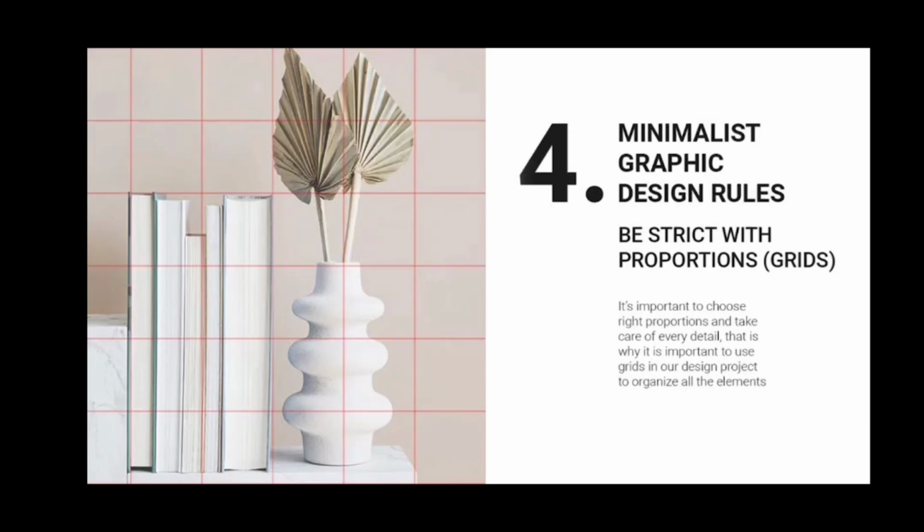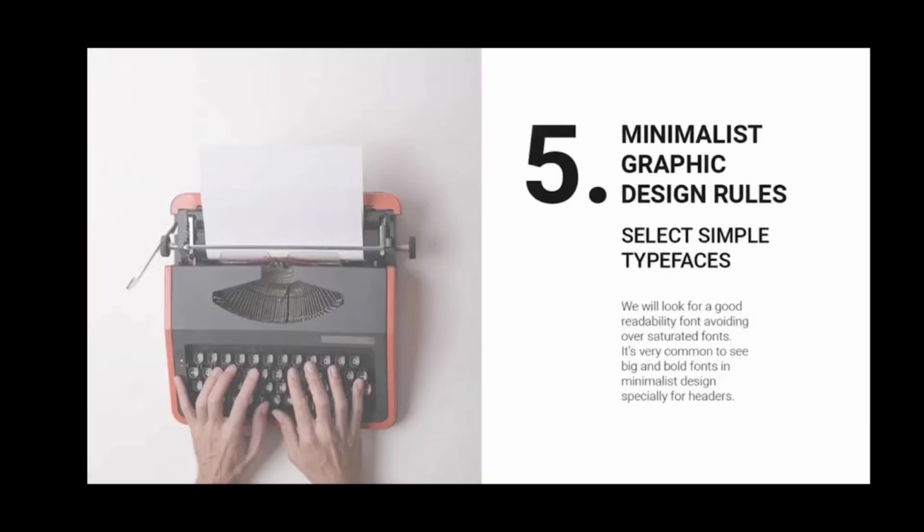So next, the fifth rule is select simple typefaces. Now this is really important. We will look for a readable font, avoiding oversaturated fonts. It's very important to see big and bold fonts in minimalistic design, especially for headers. Now here comes the hierarchy principle again. You need to understand which is the most important line in your design. You need to make it stand out. You can make it bold, you can make it bigger, so that people will notice that first.